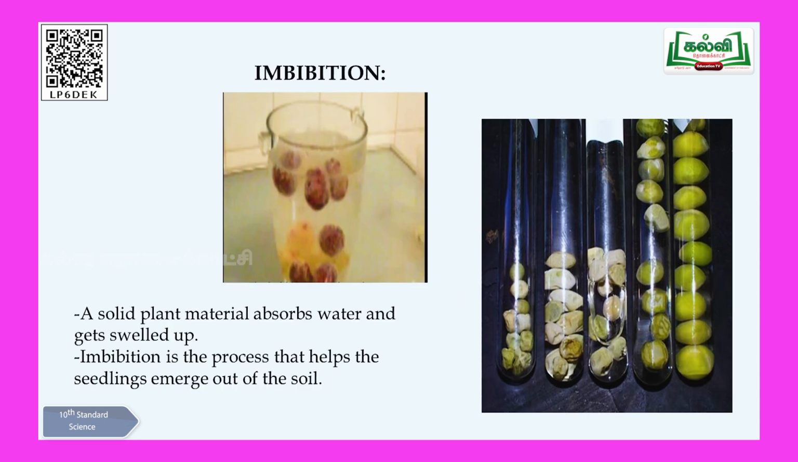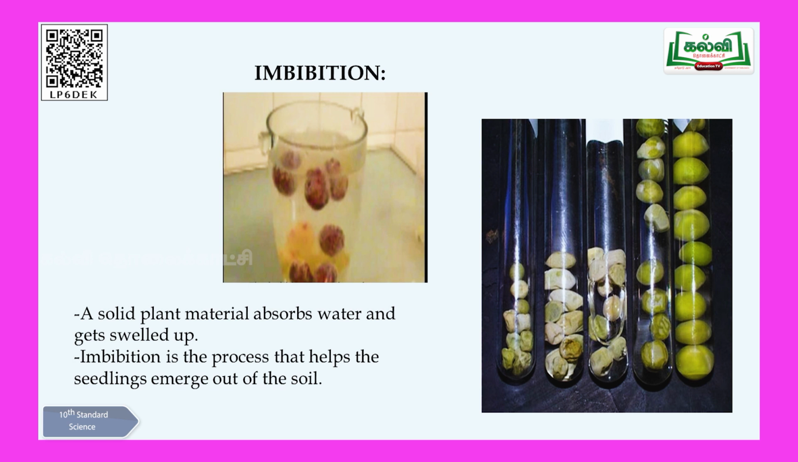Now, the last one is imbibition. You see here a beautiful picture, where you can understand very clearly this mode of transportation, children. Imbibition is nothing but solid plant materials kept in water for a long time. What will happen? For example, here I have a picture for you which is not there in your textbook. You can see this picture and you will understand the process of imbibition clearly, children.